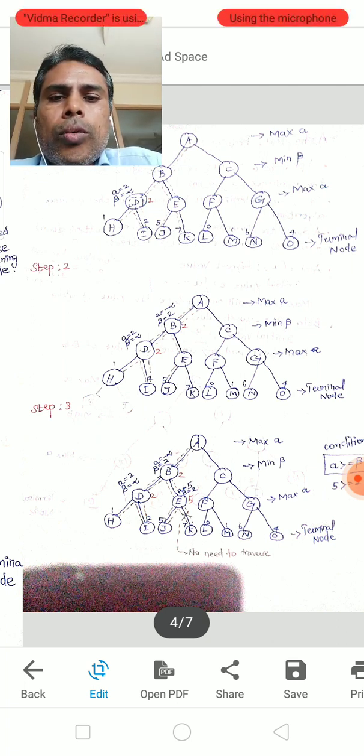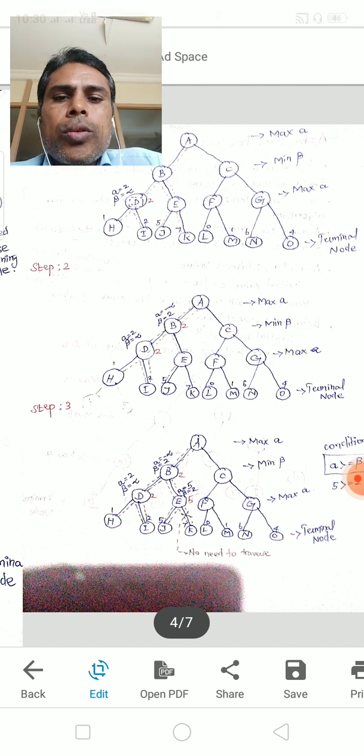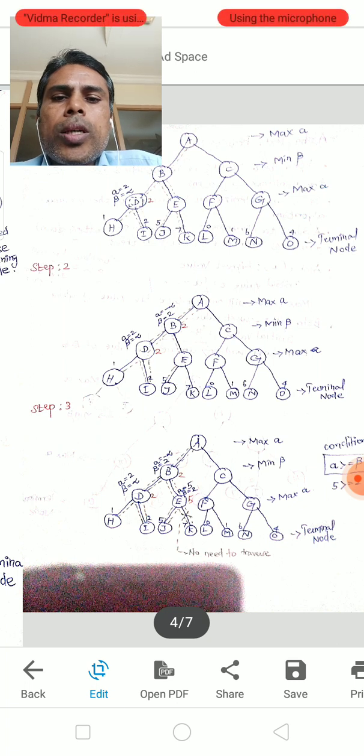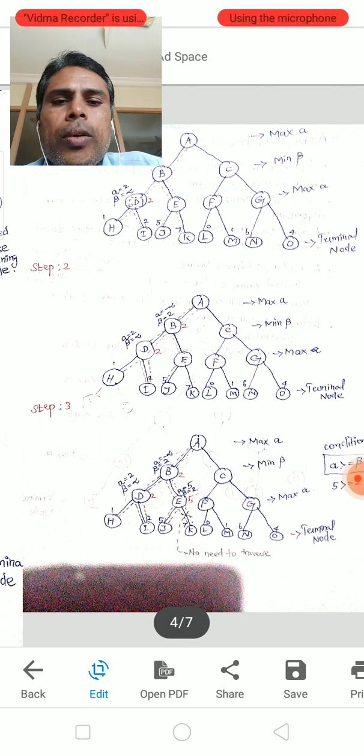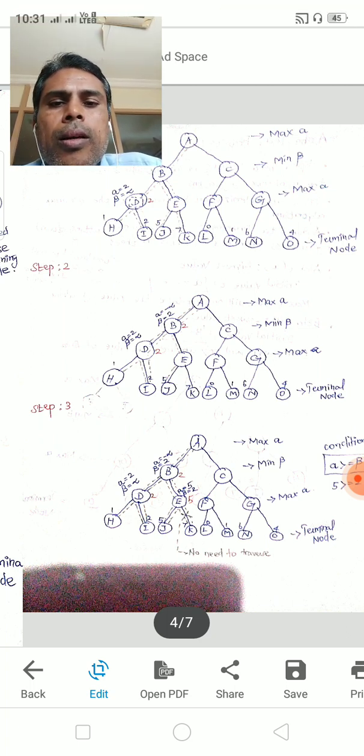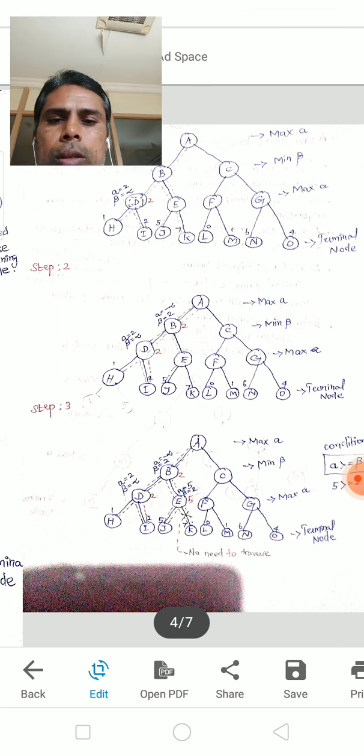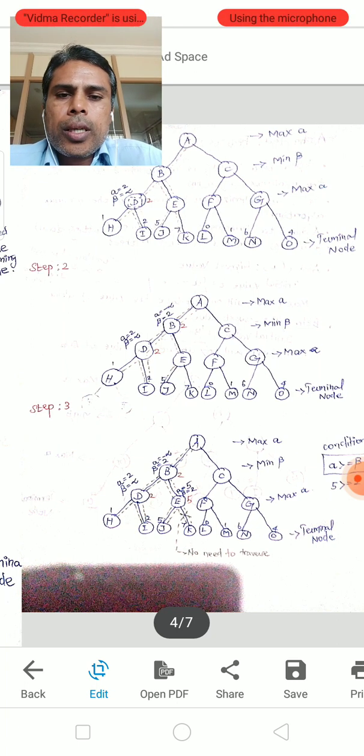So the E node having the children J and K, having the values 5, 7. So which one is the highest value from these two nodes? So obviously 7 is the highest value. Therefore alpha is equal to 7 and beta is equal to infinity. So the same thing will happen on the right side.